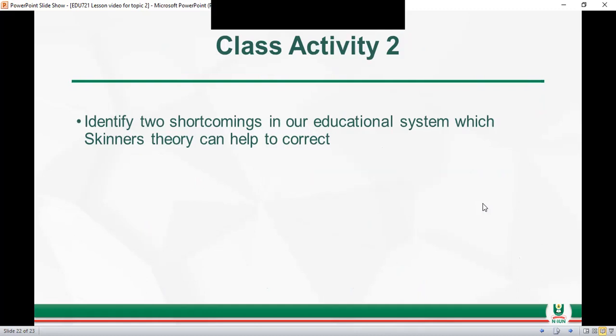So we have looked at the meaning of theories of learning. We have considered the two major groups of learning theories, the behaviorist learning theories and cognitive learning theories. And in this lesson, we considered 2 of the behaviorist theories, that is Pavlov's theory of classical conditioning and Skinner's theory of operant conditioning. I'm summarizing now. And then we went on to look at the principles of each of those theories and their educational implications.